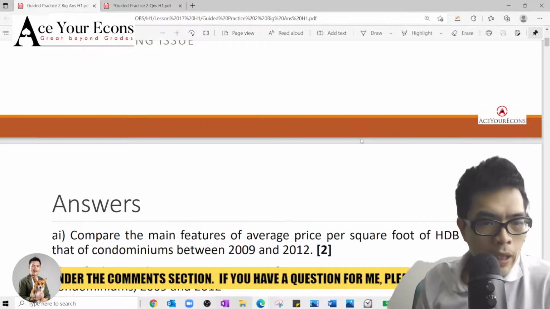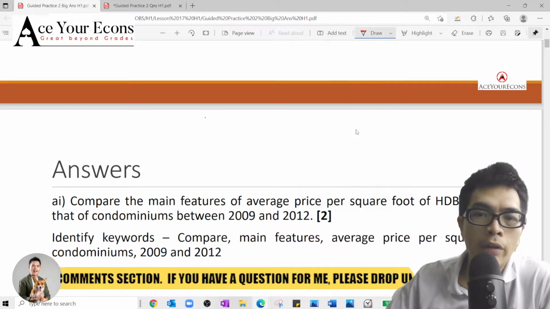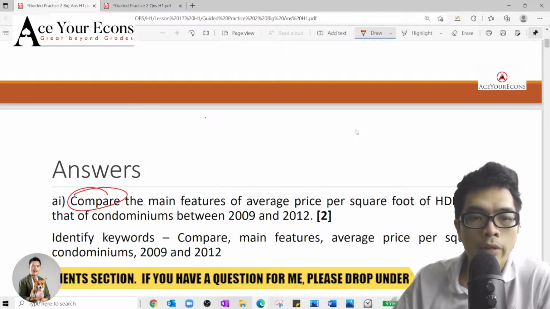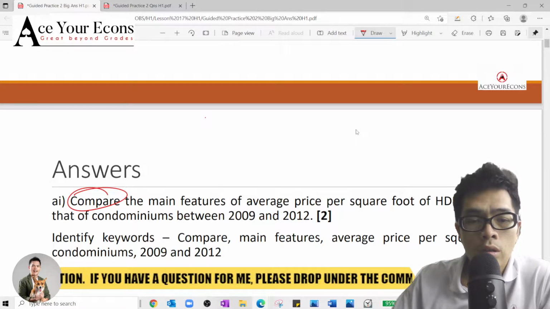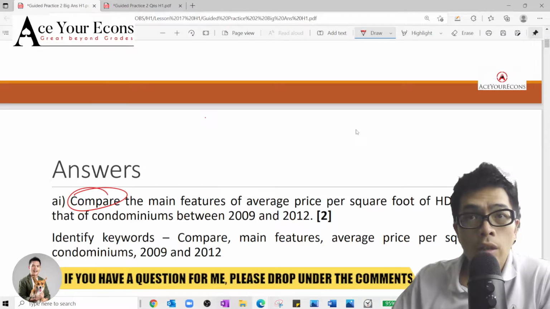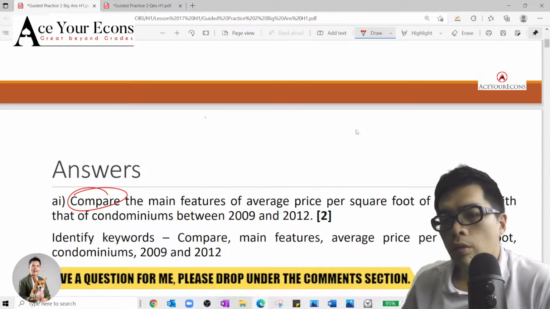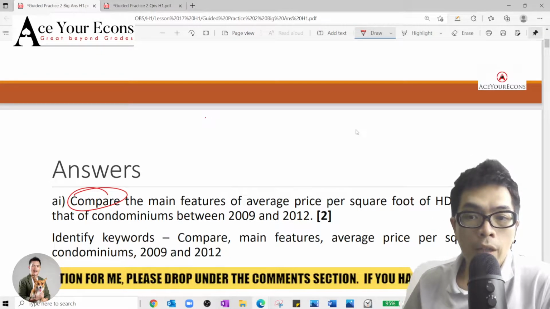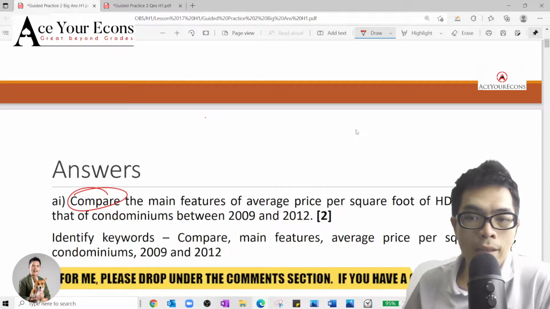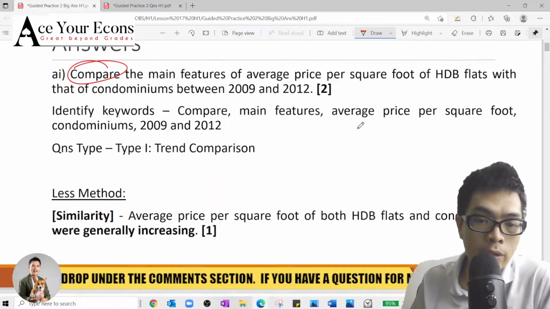So the easier part, A part 1, as I've mentioned earlier on, is to identify a similarity and a difference. This is a trend comparison question, 1S and 1D, if not two differences. The second thing to note is that you have to look at the question in total. A part 2 is specifically about HDB flat, and therefore your answer in A part 2 must somewhat address why your HDB flat prices are consistently lower than your condo prices, although both of them are increasing.